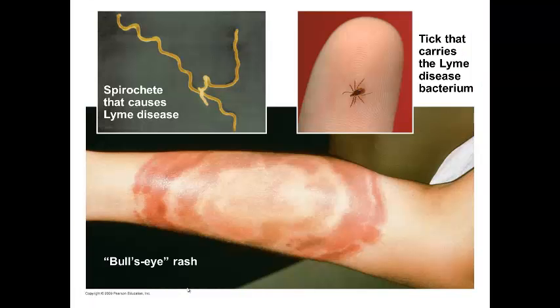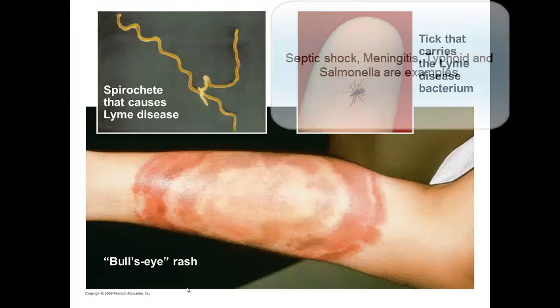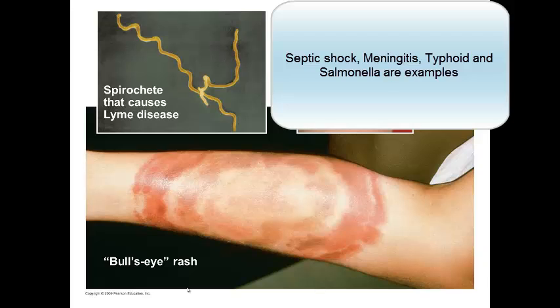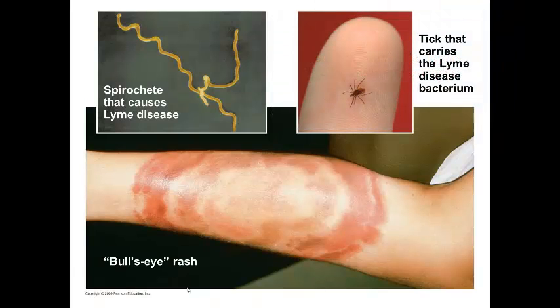The example of endotoxin is Lyme disease. Here we see the spirochete bacteria. It would reside in the gut of the tick, and then when you got bit by the tick, it would transfer that piece of the bacteria to you, and that would lead to the infection. And characteristically, when you've been bitten by a tick, there's a bullseye rash that occurs. Other kinds of endotoxic bacteria would be salmonella, septic shock. Those are all examples of endotoxic poisons.